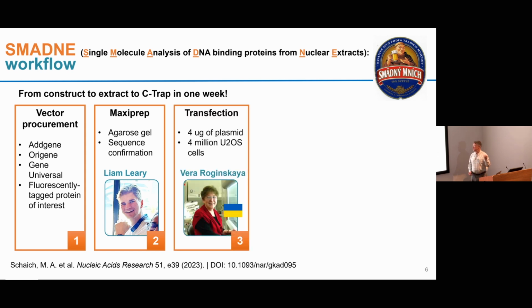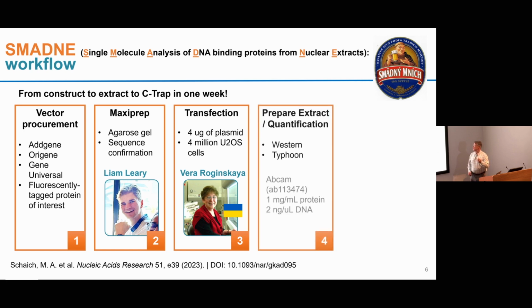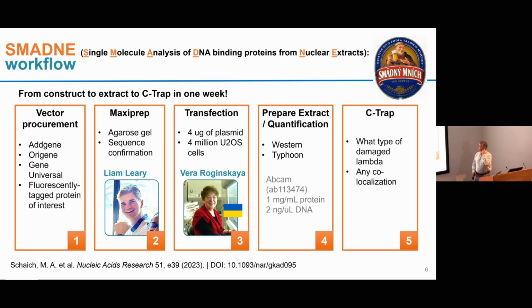We then take the plasmid and transfect 4 million U2OS cells. Nothing special about U2OS cells except they transfect really well and they grow like weeds. From 4 million cells, we get about 100 microliters of nuclear extract. We freeze 10 microliter aliquots. They're stable at -80 for a year. We take one aliquot, dilute it 1 to 10, and then put it on the LUMICKS C-trap.